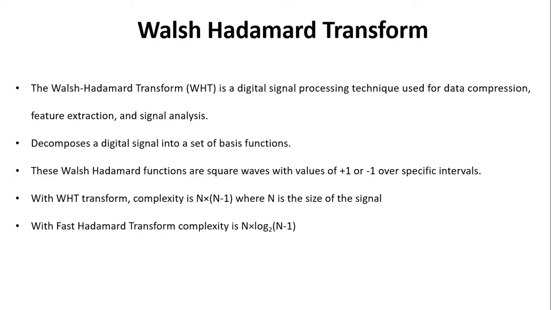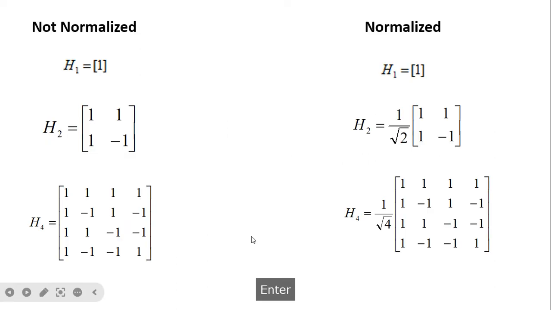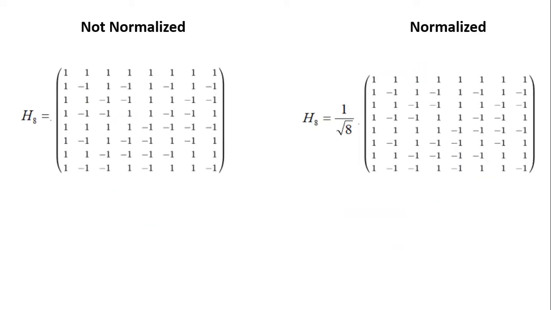Now in this video, we will see how we are using the butterfly approach for fast Hadamard transform, and the complexity is reduced from n into n-1 to n into log2 n-1. Now this is the Hadamard matrix for the different dimensions, that is for 1, 2 by 2, 4 by 4, and this is for 8 by 8. Now we can use either not normalized or normalized, but we only require to match the input and output. So this is 8 by 8.